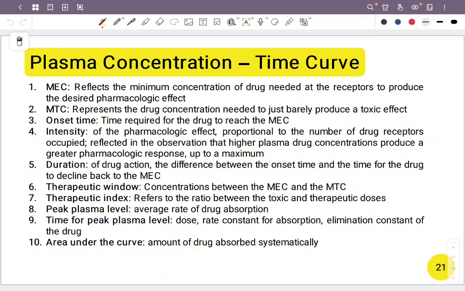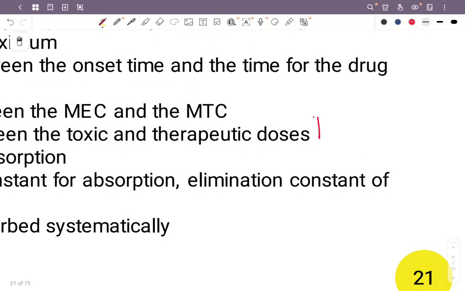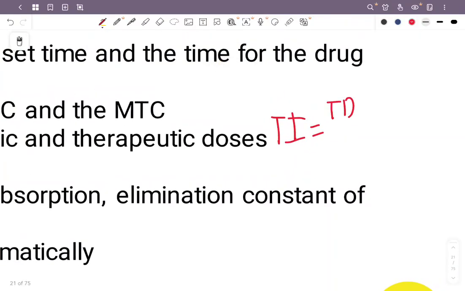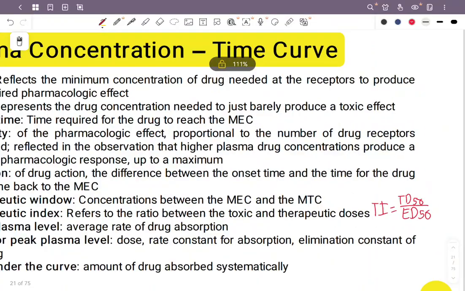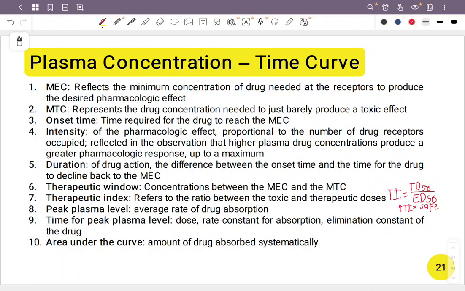The next is our therapeutic index, which is the ratio between the toxic and therapeutic dose. So, basta therapeutic index, guys, murag ang general formula niya is TD50 over ED50. Then, ang gusto na ko i-emphasize diri guys, kay if taas si therapeutic index, meaning safe si drug i-take. Kay dako ang difference between sa toxic dose and effective dose.